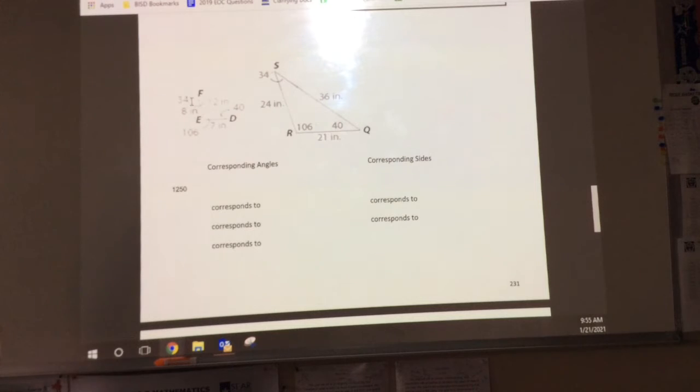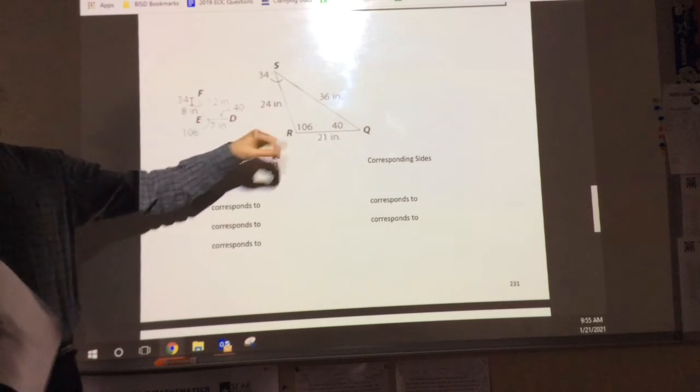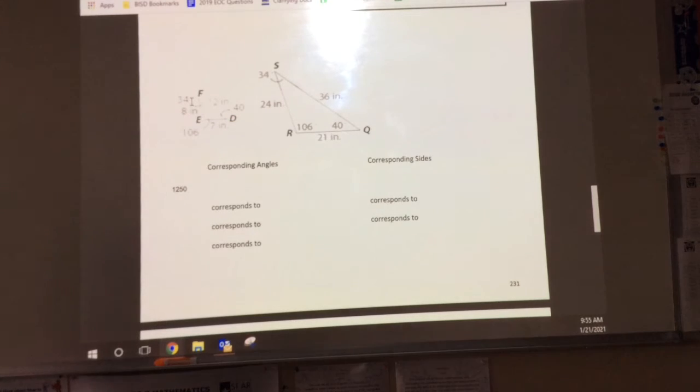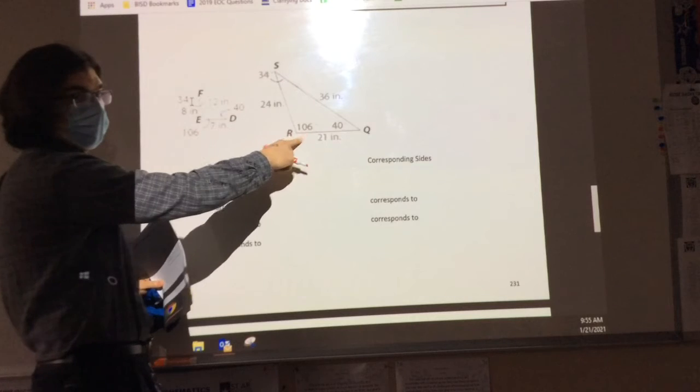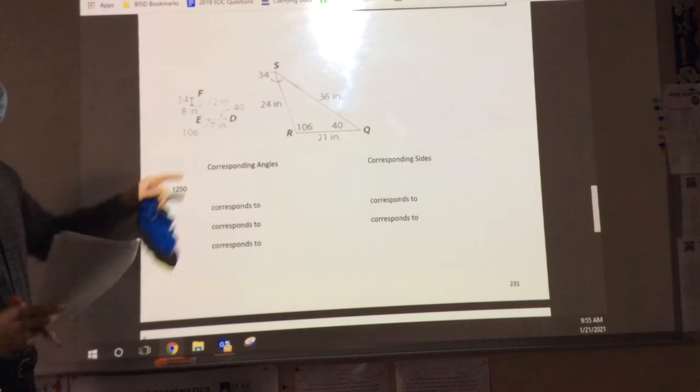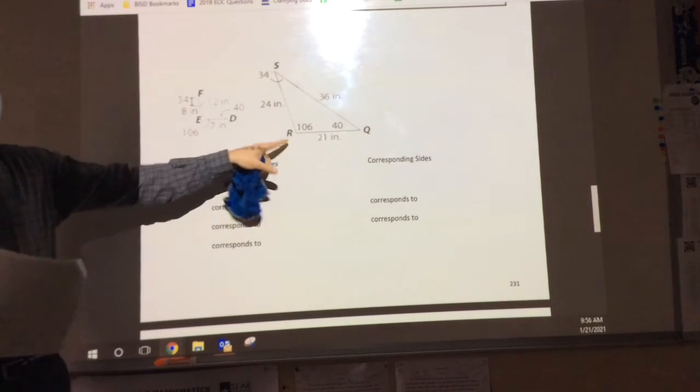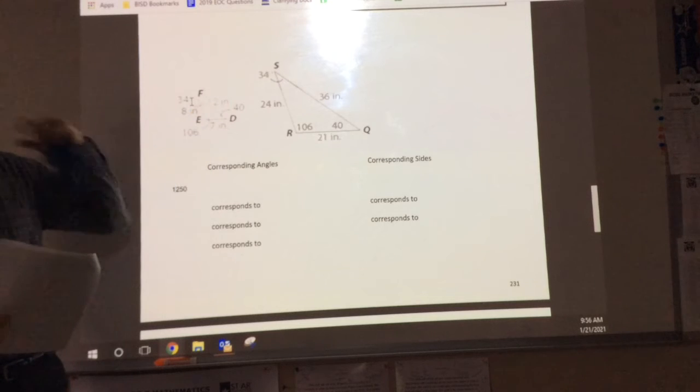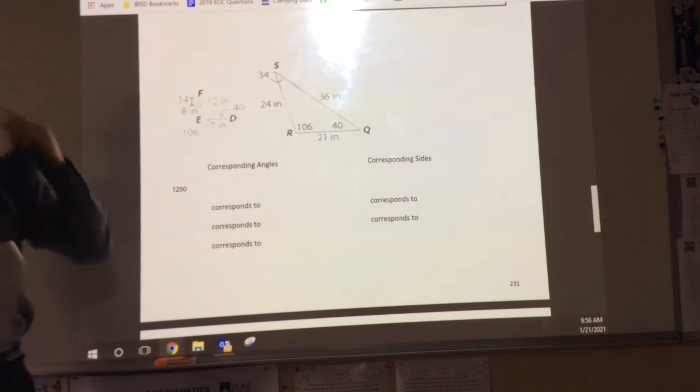But what I want you to see is that just because our side lengths are different, our angles are the same size. So we can all agree that these two shapes are similar, right? Because they're the same shape, but different size. Good. And so what that means is that the side lengths are going to be different, but the angles on the inside are going to be the same.